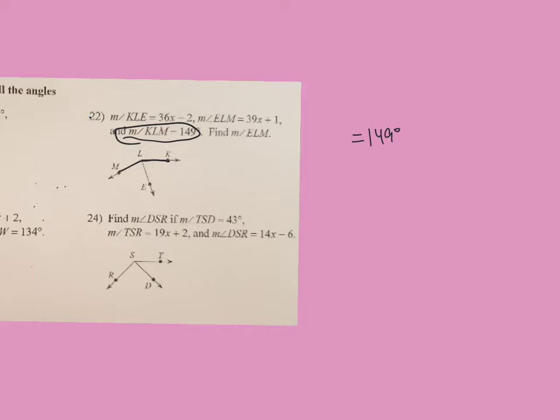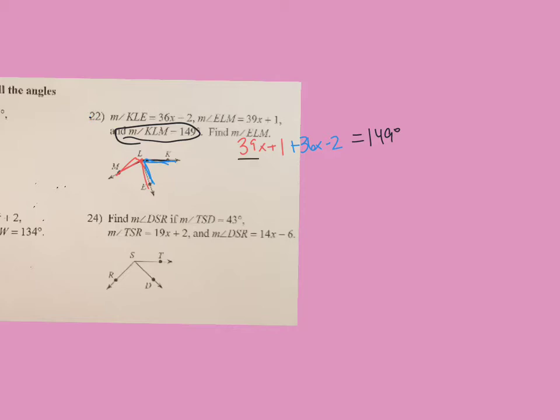Now I'm going to find my next piece, which is MLE or ELM. So ELM is going to be 39x plus 1. Then my next piece is going to be ELK or KLE. So KLE is going to be equal to 36x minus 2. So I'm going to add 36x minus 2.